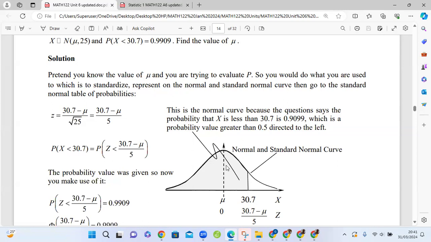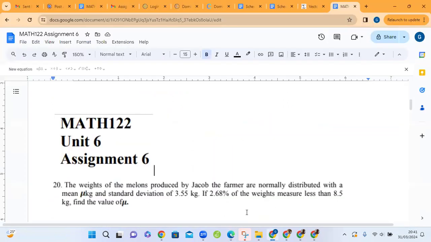Now let us compare this now to question number 20. When you look at question number 20, it says the probability value that we have to shade is 2.68%. That is 0.0268. That's a value which is less than 0.5. Now, in what direction? Towards the left or towards the right? We have to look at the next keyword, which is less than. Less than 8.5. We have to shade towards the left, a region which is below 0.5. So this looks like a left tail.